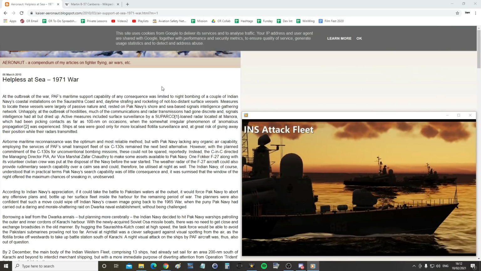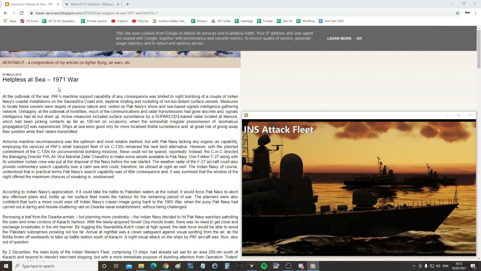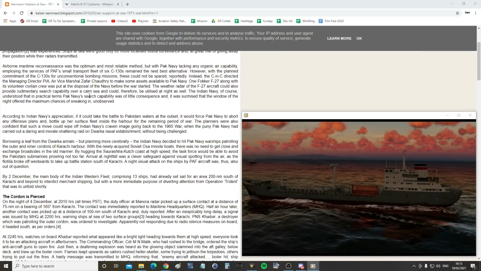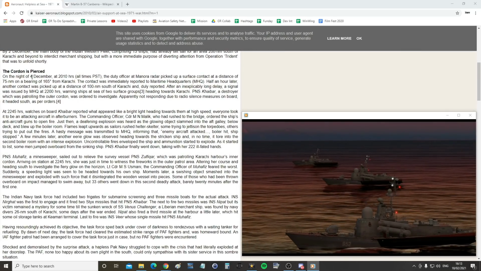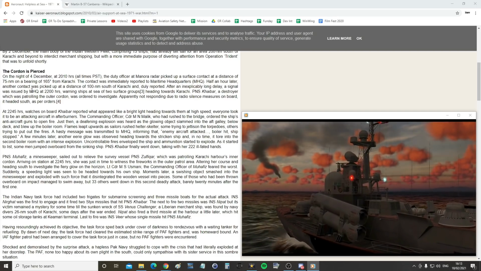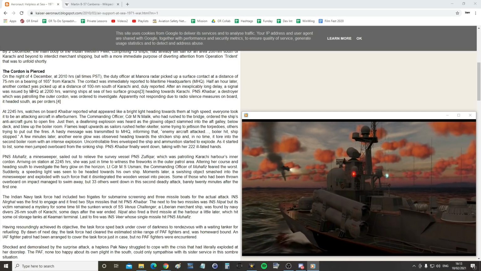So what we've got here is a suitable website, Help Us at Sea 1971 War. We've got a rough description and introduction here. We've got the coordinates pierced. Now this chapter, interestingly, is the Indian naval missile attack on the Karachi Harbour.